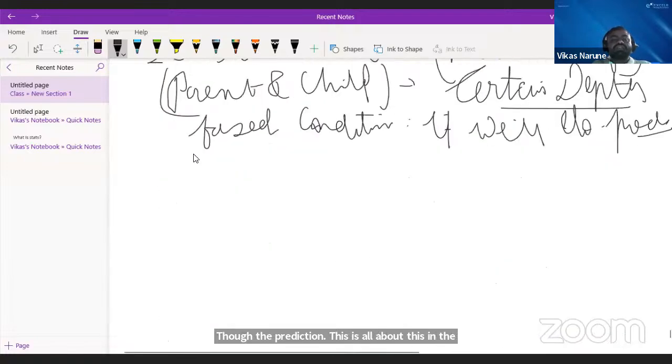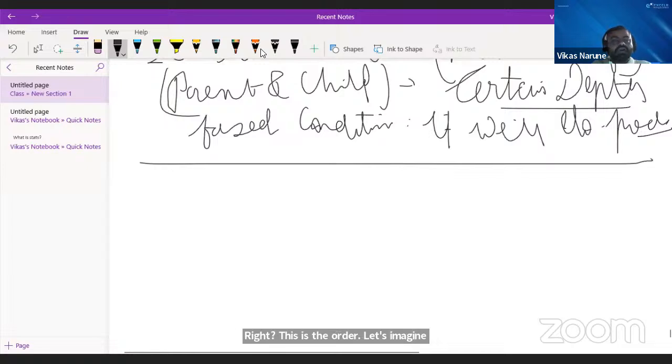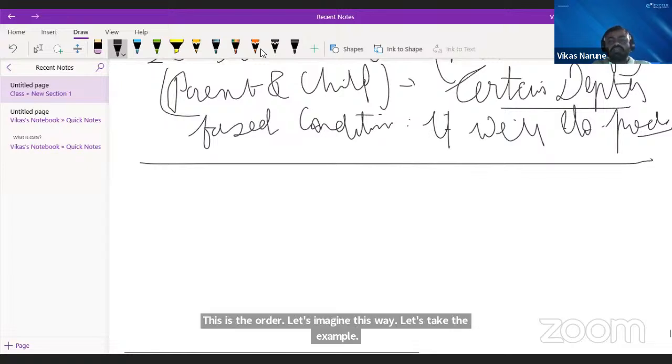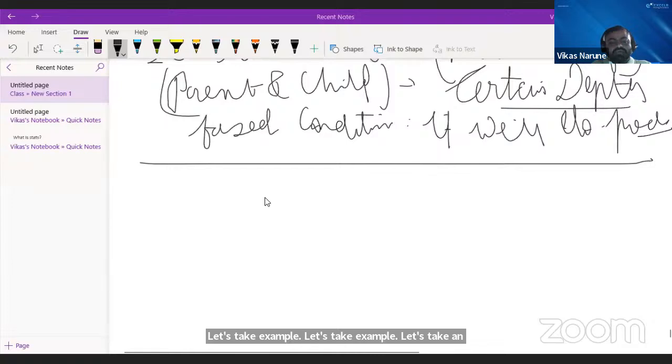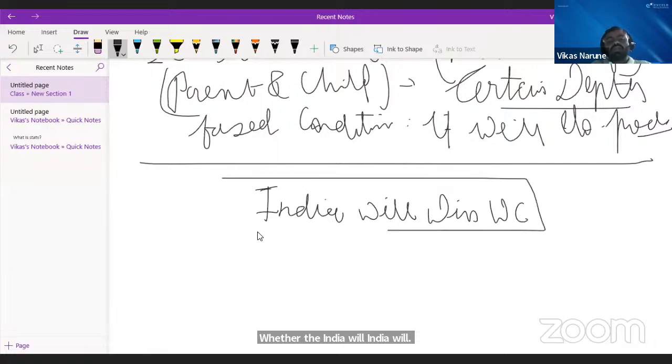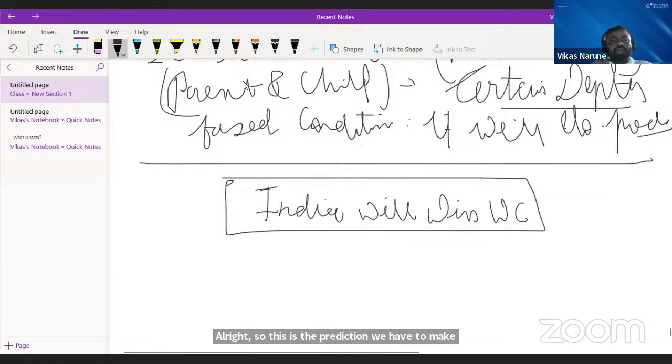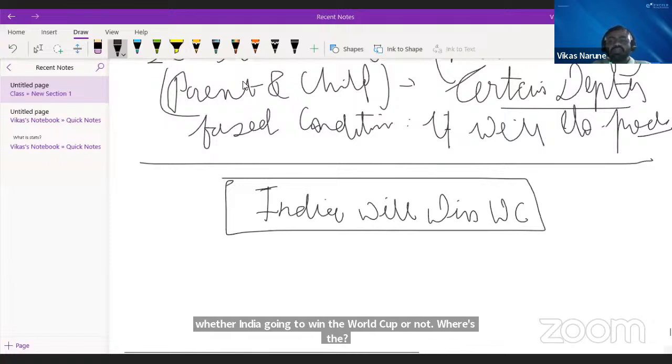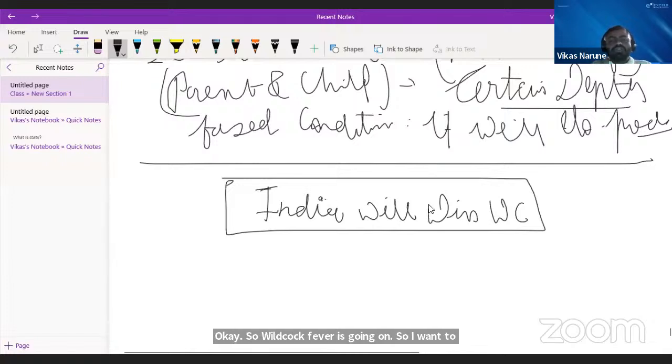This is the overview. Let's take an example, a very favorite topic close to our hearts: will India win the World Cup? This is the prediction we have to make. World Cup fever is going on, so I want to understand whether India is going to win the World Cup or not.